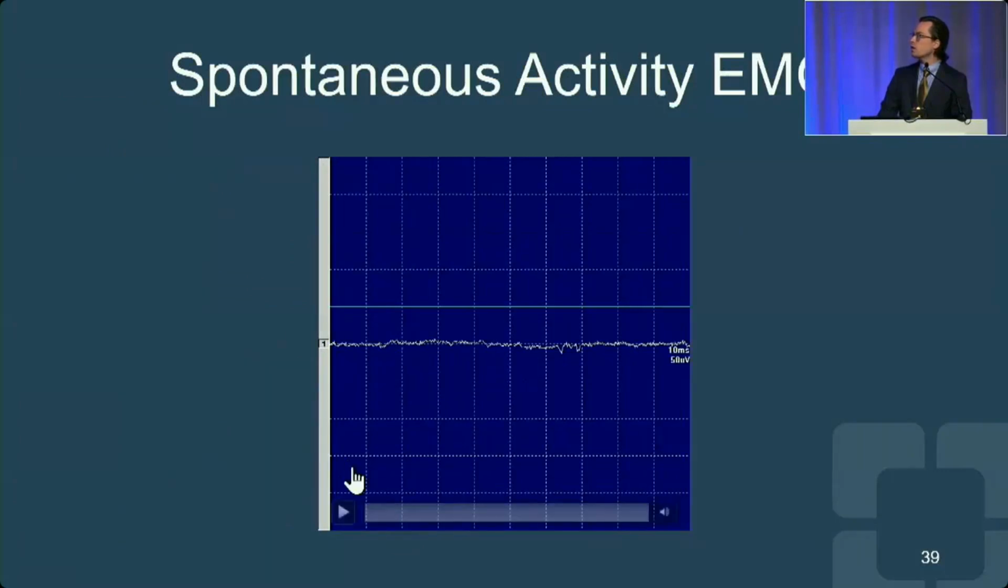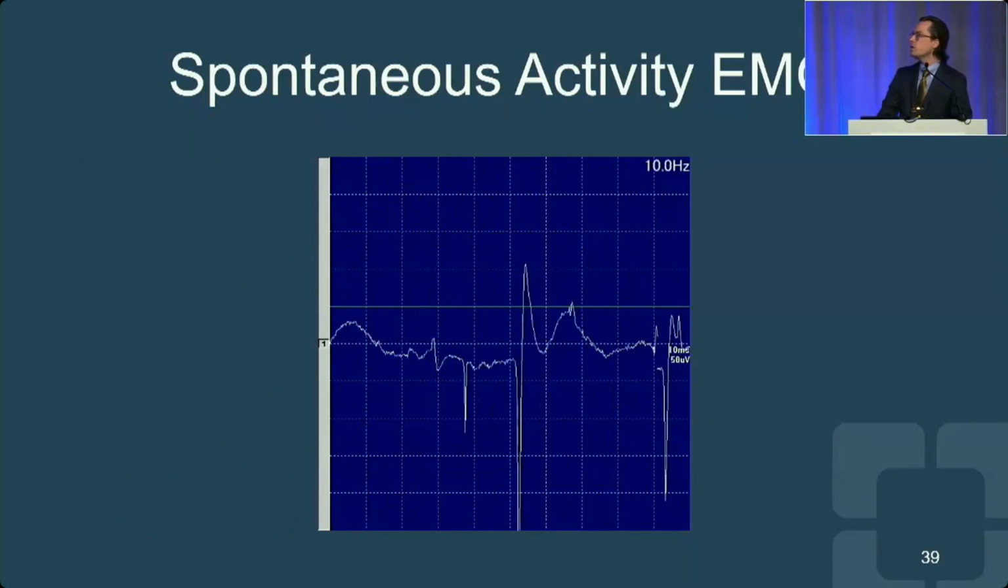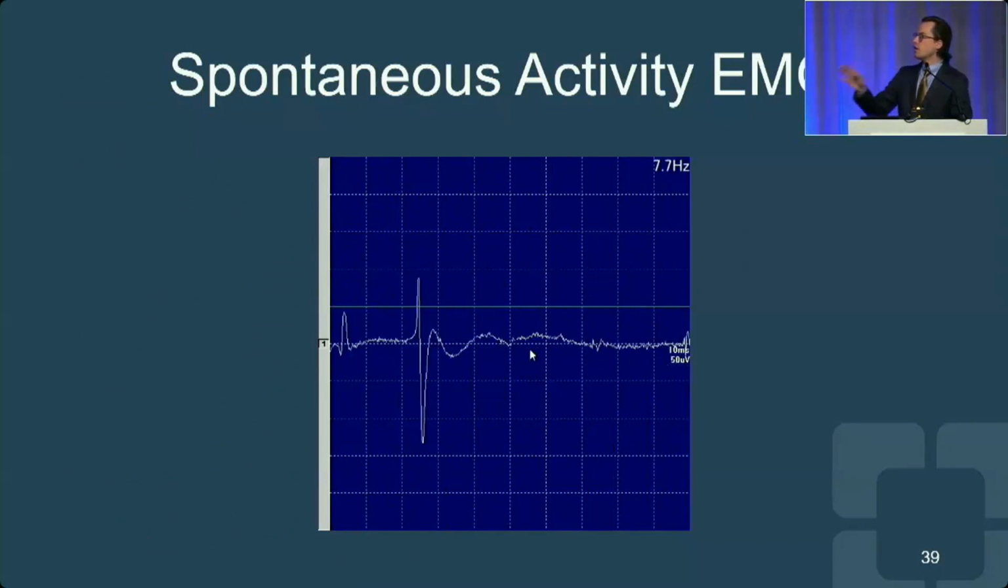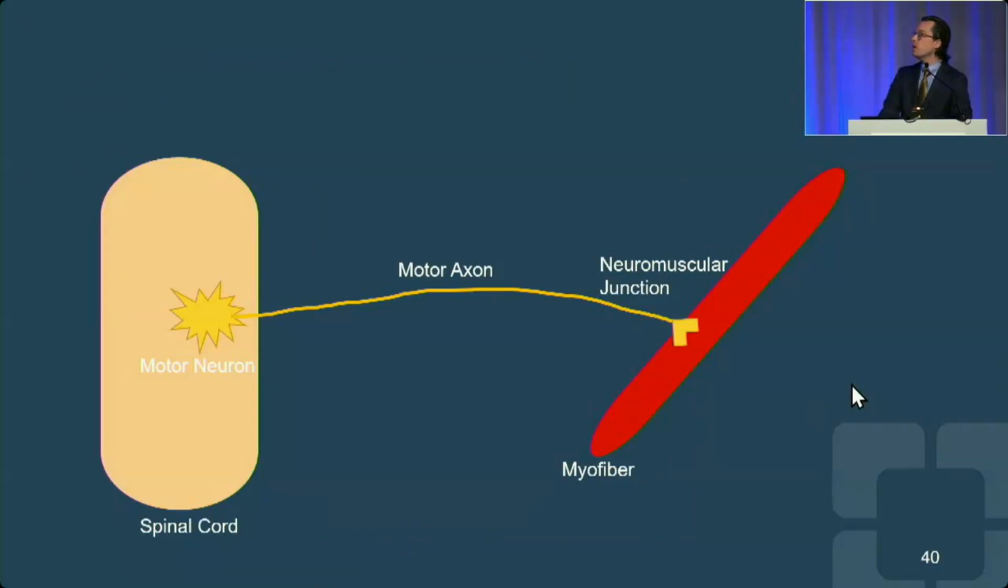In terms of his needle study, he did have some positive sharp waves and fibrillations. Those large discharges are my needle movements, and now this is at rest. You can see positive fibs and/or positive sharp waves and fibrillation potentials. So we did have some evidence of denervation. Normally we think of denervation as something that affects either the motor axon or the motor nerve.